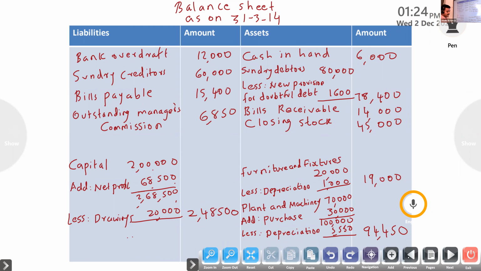Then adjustments, closing stock 35,000, trading account credit side and balance sheet asset, depreciation charged on furniture, profit and loss account debit side, and from balance sheet from assets you have to minus. Further bad debt it is given, provision for doubtful debt it is given, then seventh adjustment, a discount on debtor also given.